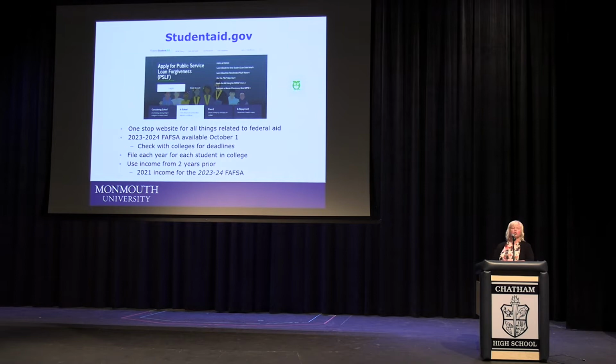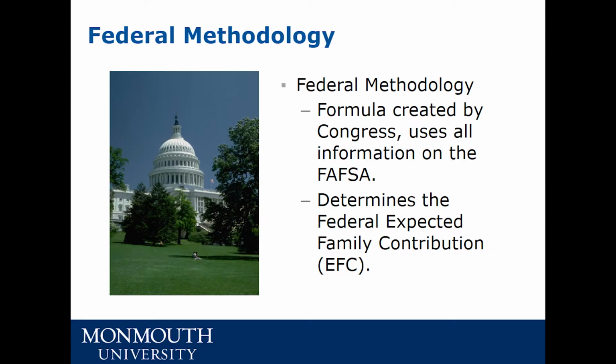So that income should be complete and verified by the IRS at this time. It's still possible, if anyone's on an extension, it is still possible to complete the application, even if you're on extension. Okay, so I told you we would talk about this federal methodology.